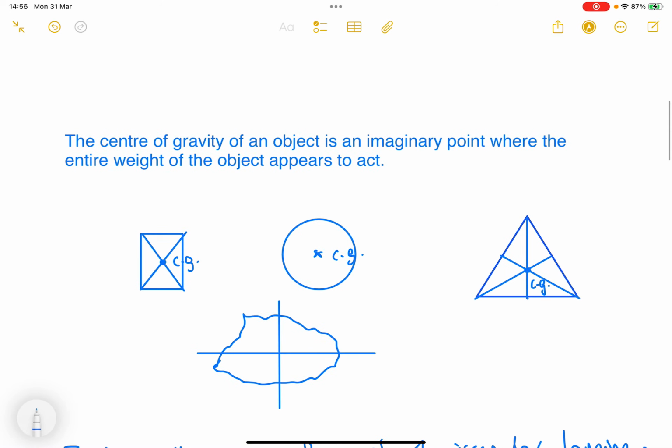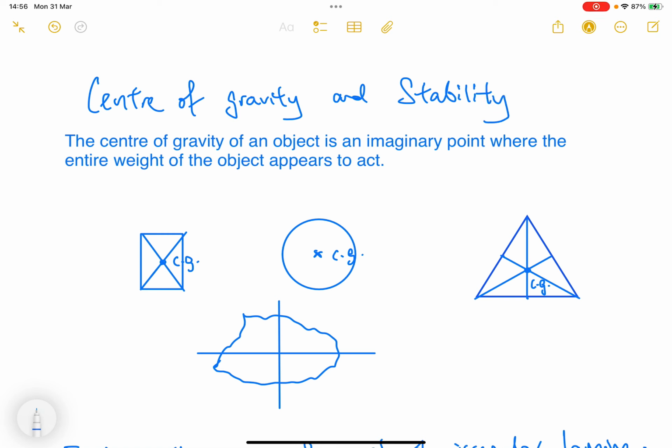Okay, for this lesson, we will be talking about the center of gravity and stability. Okay, so center of gravity is simply an imaginary point where the entire weight of the object appears to act. So the whole weight of the object will be acting from that single point.